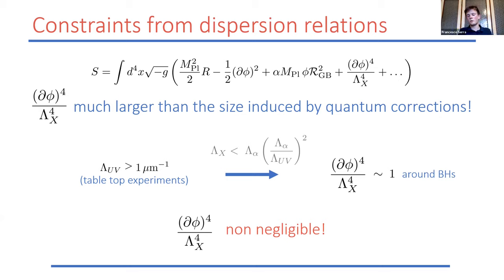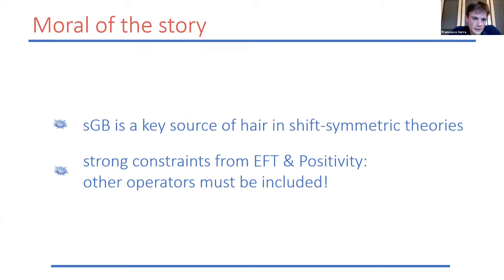So what we are finding out is that if there is this UV completion, we cannot neglect d phi to the fourth over lambda x to the fourth. And okay, so the two points that I hope I was able to convey to you are that scalar Gauss-Bonnet is a key for having hair in shift symmetric theories, and then that we can use EFT considerations and amplitude-oriented considerations in order to obtain strong constraints on the theories that describe even black holes.